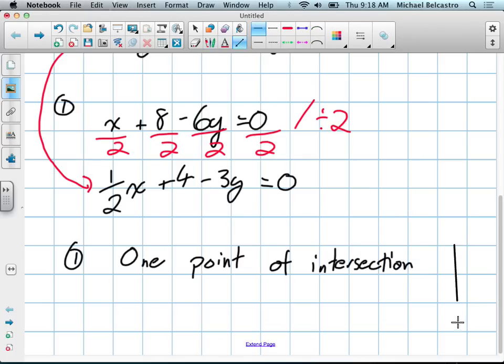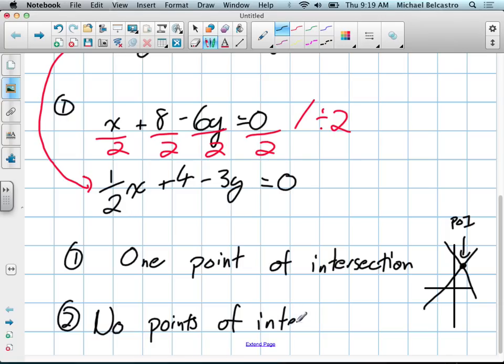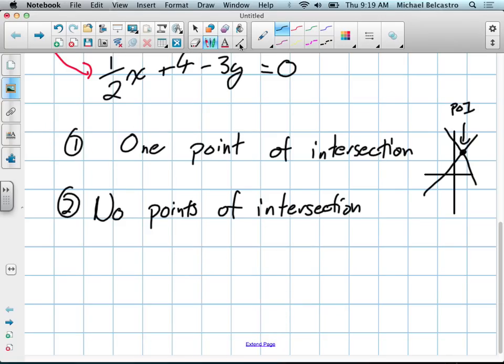And that would essentially just be 2 lines that cross at a specific spot. We'll call it a POI, point of intersection. A second solution could be no points of intersection. Does anyone have an idea what that might look like? Where we have 2 lines that have no points of intersection?